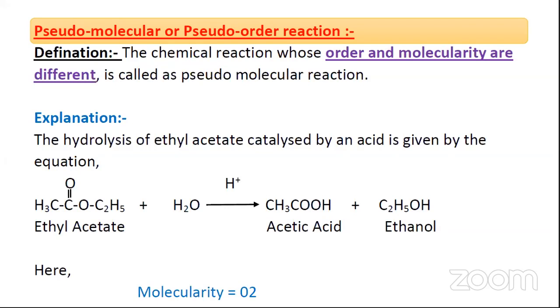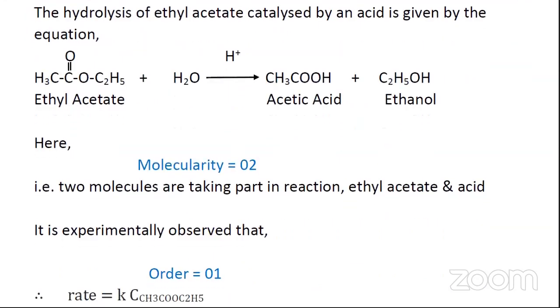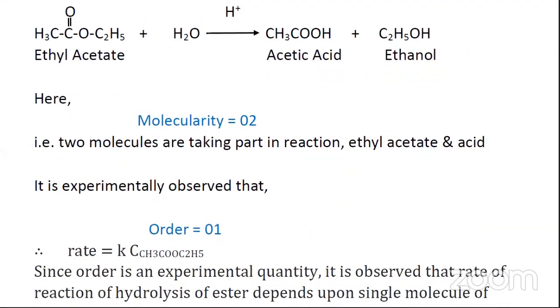Now, when we do the experiment, it is observed that rate is equal to K into concentration of ethyl acetate. Therefore, order is equal to 1. This is the experimentally observed quantity. So here, if you observe carefully, we have molecularity equal to 2 and order equal to 1. Both are different. Both are not the same. So, such a reaction is called a pseudo-molecular reaction or pseudo-order reaction.